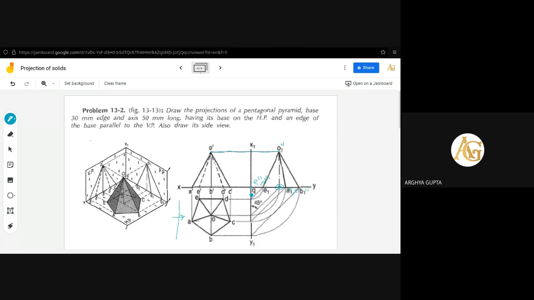So the first radius will be this one, second radius will be this one, third will be this one, and the fourth radius will be this one. So you can either draw 45 degree lines, or you can draw arcs also. So in both ways, the curves can be drawn.